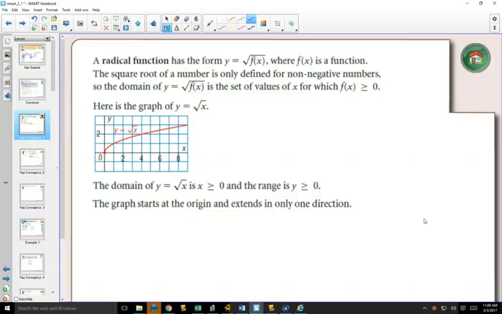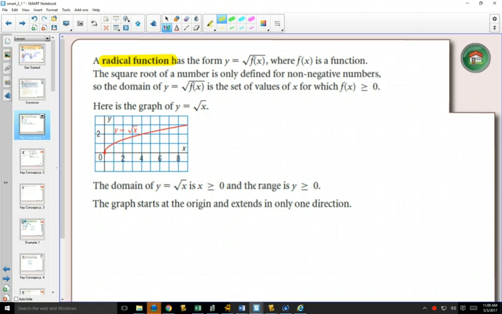On page 83, if you want to highlight the definition: what is a radical function? It's something of the form where you've got y equals the square root of another function. And so we're going to be putting a bunch of different functions inside of a square root and figure out how we can graph those things, how we can notice some properties that start with them.